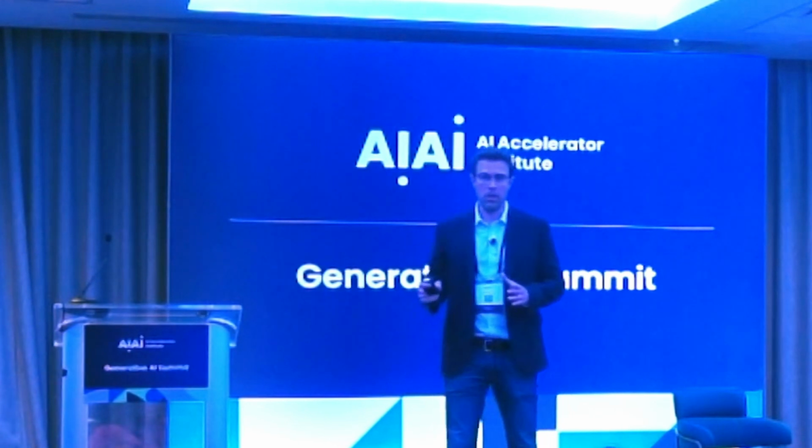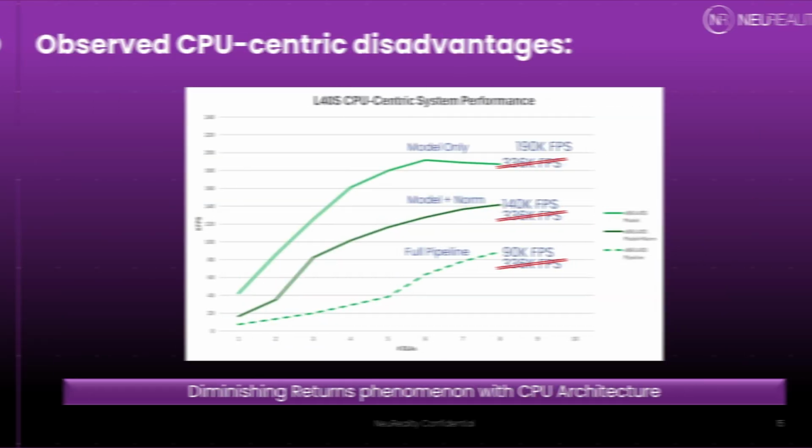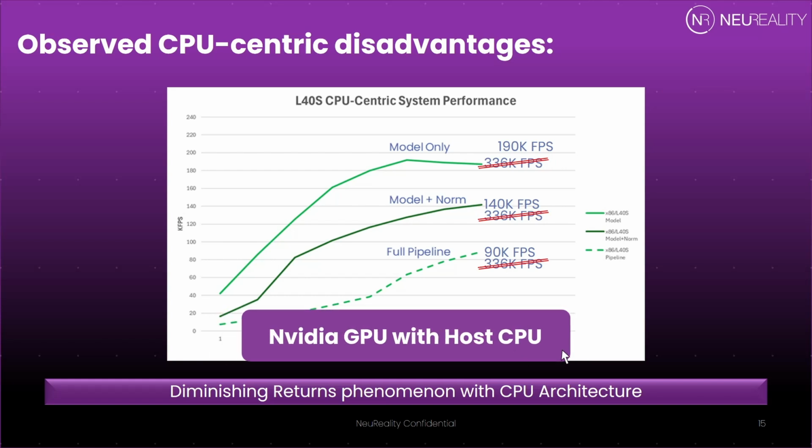Let's start from the problem of the traditional CPU-centric architecture. And for that, I brought a single example. You see 3 lines. In the bottom, you see the amount of GPUs being used, from 1 up to 8 in this case, because this chassis holds up to 8 GPUs. In the next graph, you'll see 10, because our chassis can bear 10 of them.